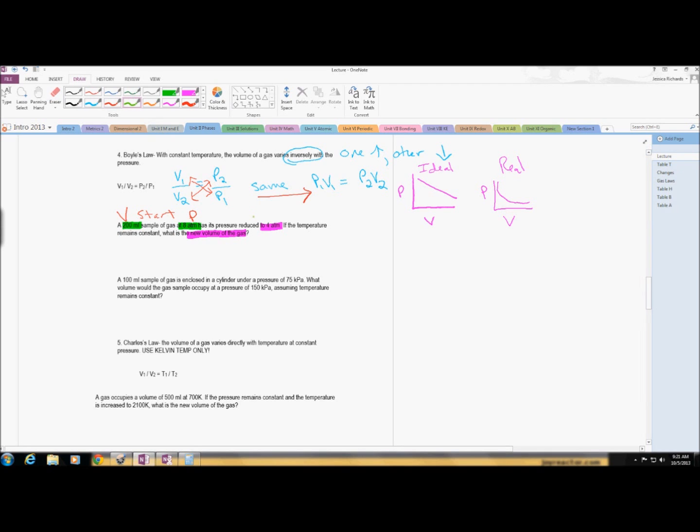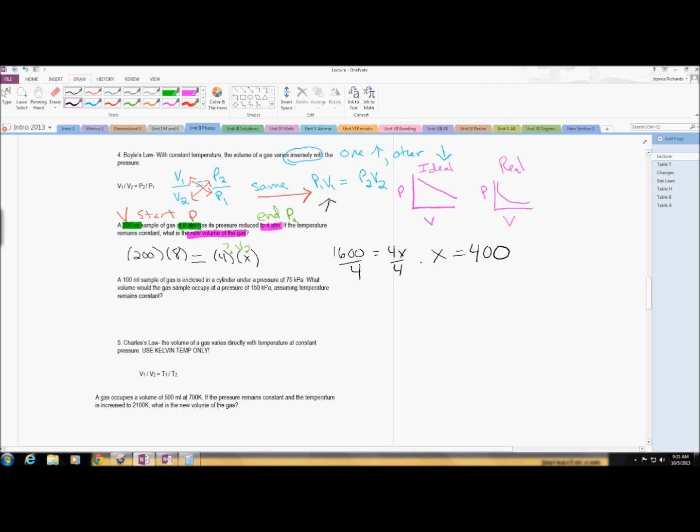And then it's going to have its pressure change. So you're ending at 4 atms. Again, that's going to be your new pressure. And they want to know what the new volume is. So now all we have to do is plug our numbers in. So 8 times 200 gives us 1600 equals 4x. Divide both sides by 4, and x equals 400.